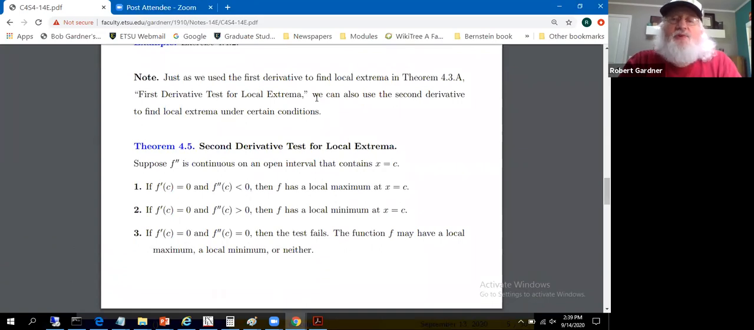Just as we use the first derivative to find local extrema, we can use second derivatives to find local extrema as well, sometimes.